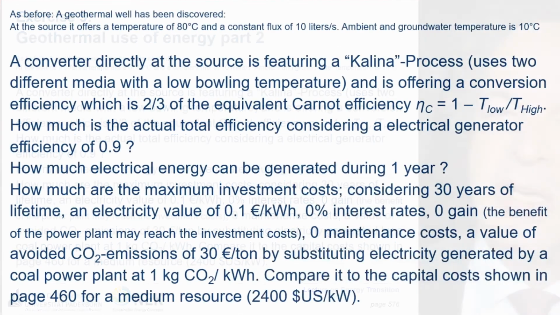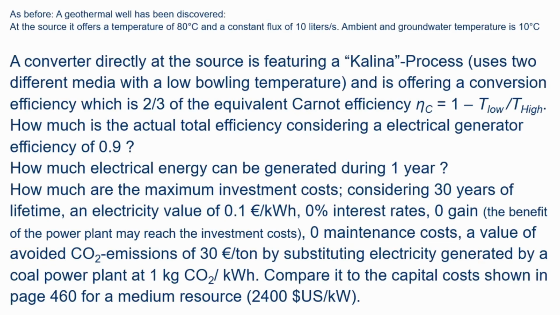Next part is a converter directly at the source featuring a Kalina process. So we have two different media with a low boiling temperature, offering a conversion efficiency which is about 2/3 of the equivalent Carnot efficiency. So remember, Carnot efficiency is 1 minus the lower temperature divided by the high temperature. So the low temperature is the ambient, for example 10 degrees, and the high temperature. How much is the actual total efficiency considering an electrical generator with efficiency of 90%?